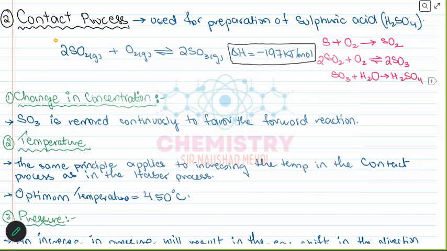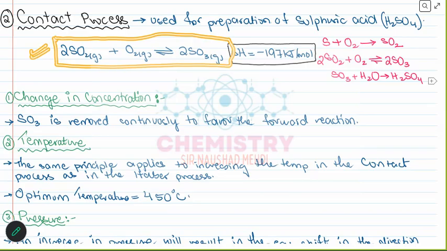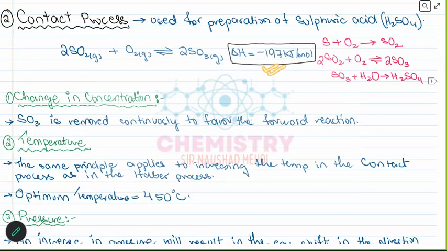Okay. So we have to apply the factors of Le Chatelier's principle on this equation: sulfur dioxide gas plus O2 produces sulfur trioxide gas. For this equation also, the enthalpy change is minus 197 kilojoules per mole, which represents that it is an exothermic process. Is that clear? Now let's start.